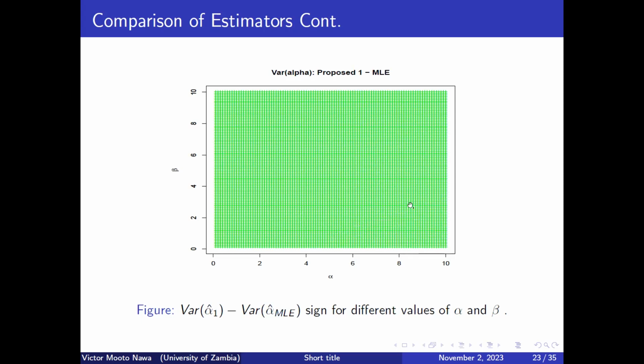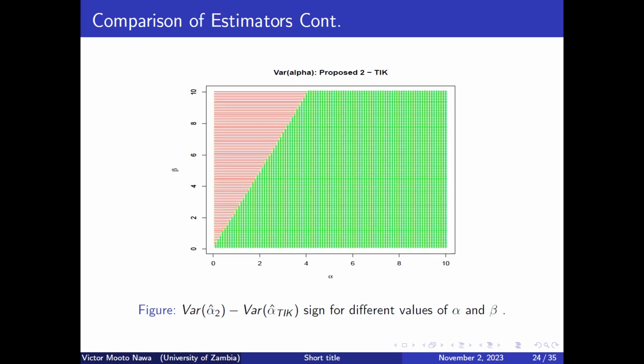And then similarly, we do the same thing. We compare our first proposed estimator to the maximum likelihood estimator, and it's all positive here, meaning that the maximum likelihood estimator is more efficient than our proposed estimator. And similarly, here we are comparing the variance of alpha for our proposed estimator, that is alpha hat 2, to alpha hat TIK, again looking at the signs. So our proposed estimator here is more efficient in this particular region here.